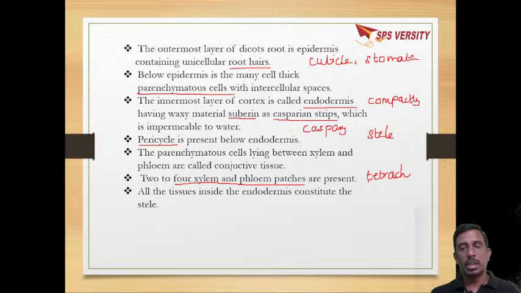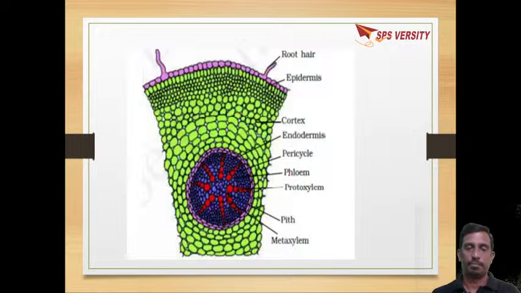और phloem और xylem के बीच में रहने वाले parenchymatous tissue को क्या बोलते हैं कि conjunctive tissue. So इसमें exarch और tetrarch condition रहता. मोनोकॉट रूट के बारे में आए तो most of the dicot and monocot roots similar रहता. Epidermis, cortex, और innermost layer endodermis, pericycle पूरा similar रहता, लेकिन कुछ differences रहता between dicot and monocot root.